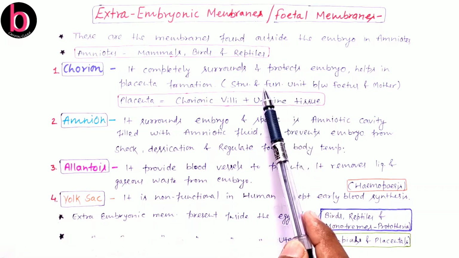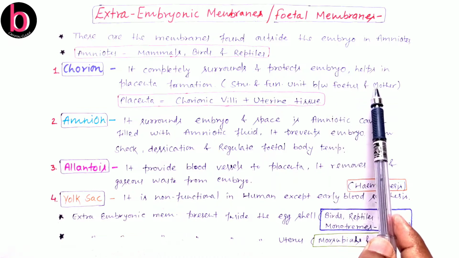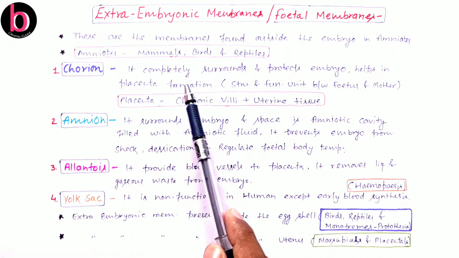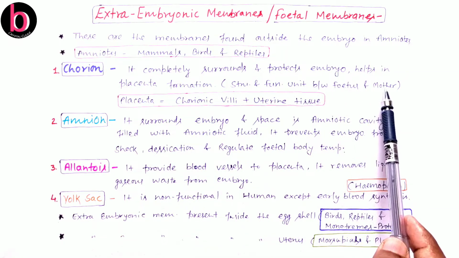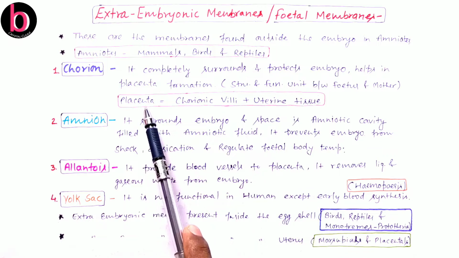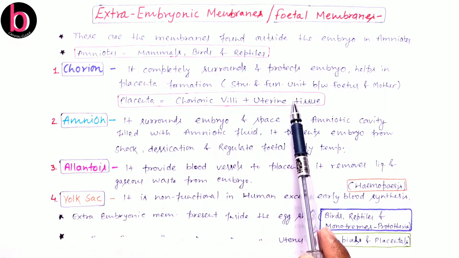Placenta is considered a structural and functional unit between fetus and mother. This causes all types of exchanges between the fetus and the mother's body. That's why it is a structural and functional unit. Placenta is formed by the fusion of chorionic villi and uterine tissue.